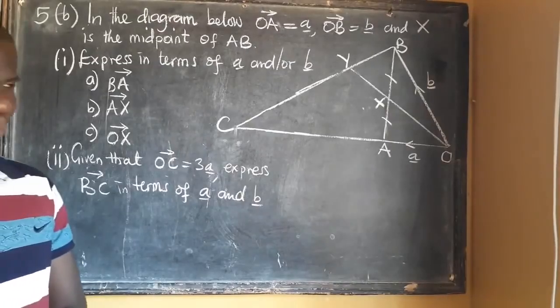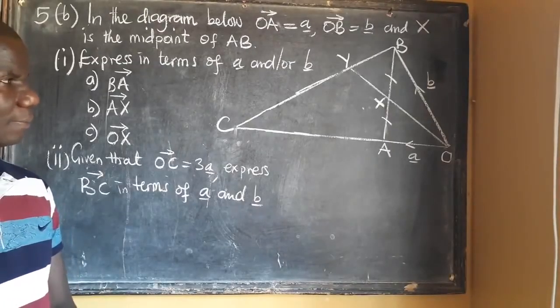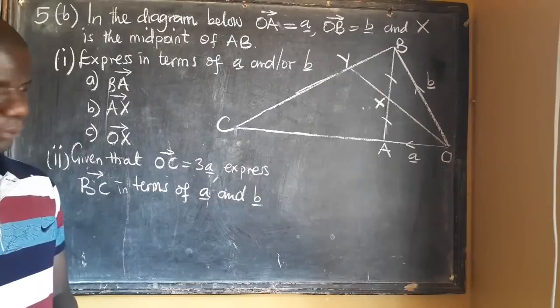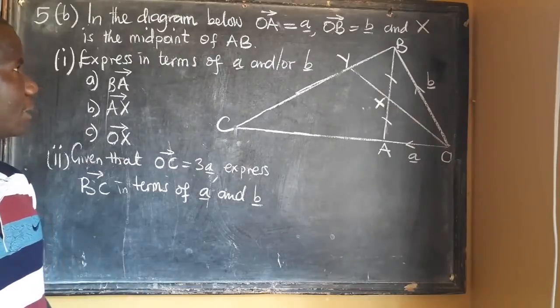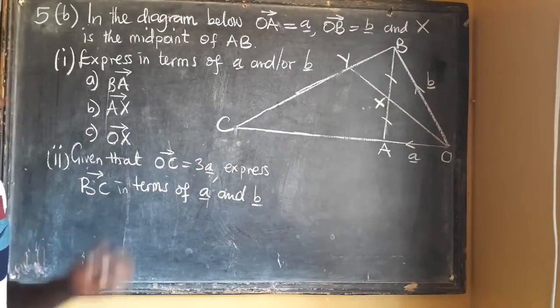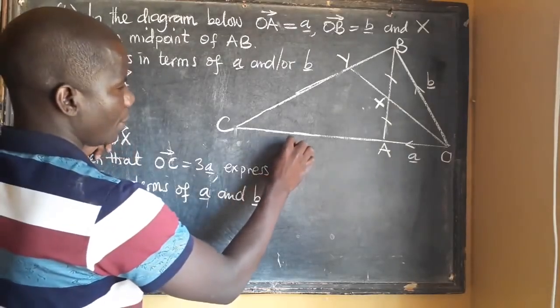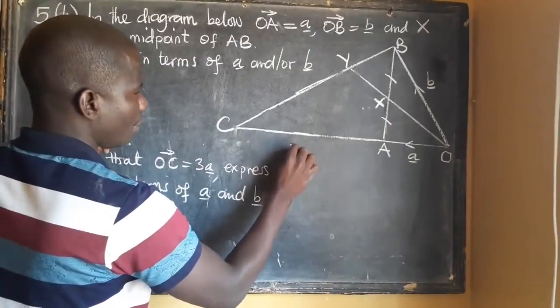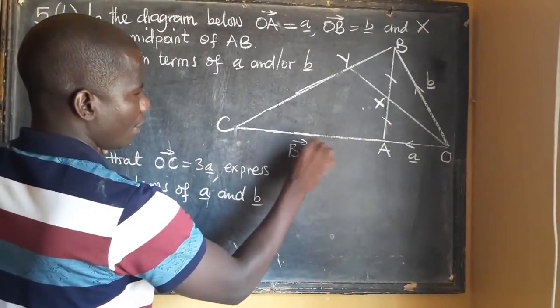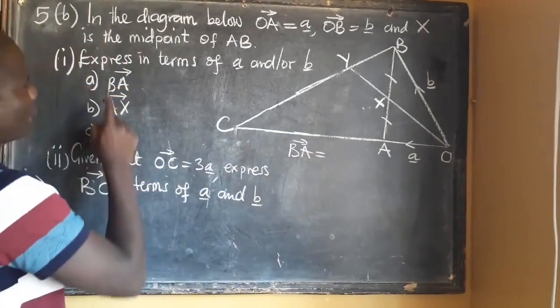So what are we supposed to do? All right. What are we supposed to do? I want you to pay particular attention. All right. So what we are supposed to do here, we start with the first one, BA, okay?